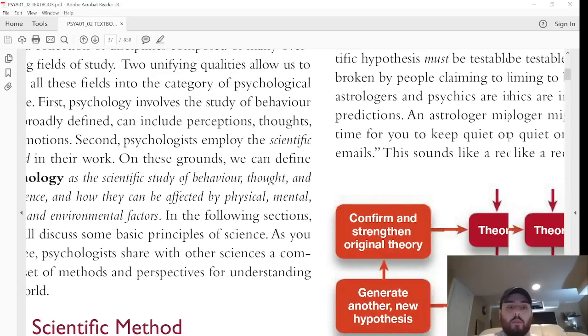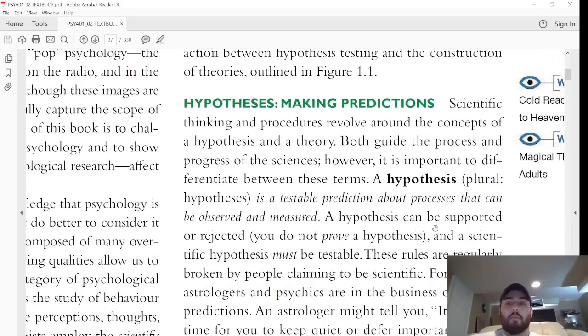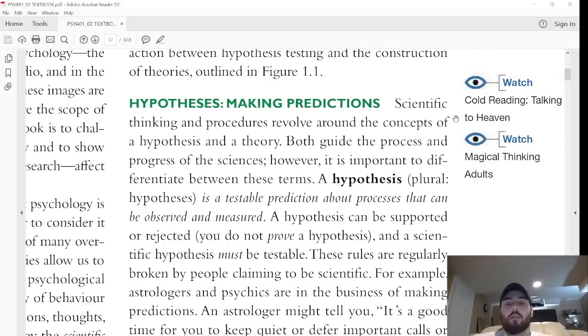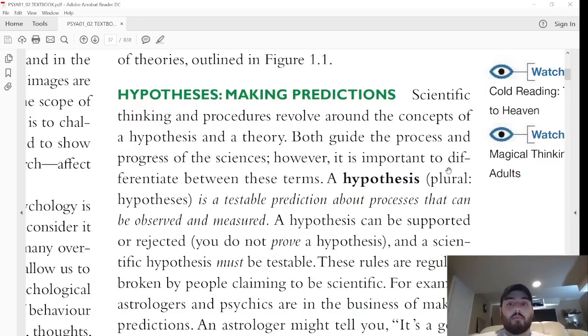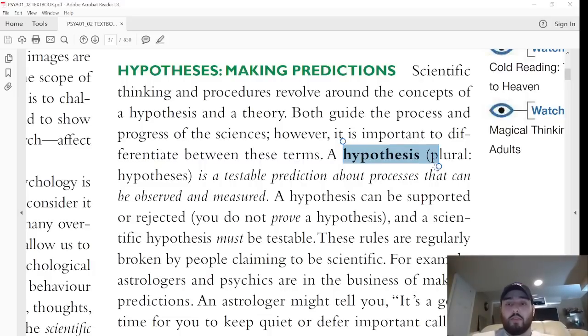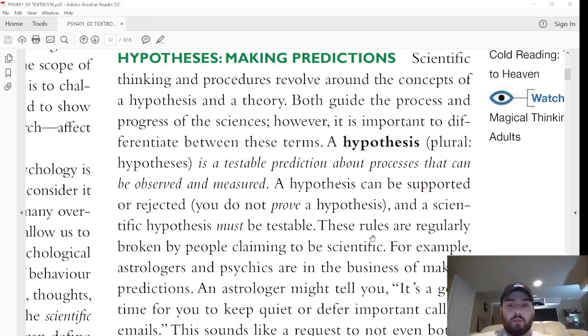Okay, so if we dive deeper into hypothesis and making predictions, scientific thinking and procedures revolve around the concepts of a hypothesis and a theory. They both guide the process and progress of sciences. However, it is important to differentiate between these terms. A hypothesis, we can clearly define here. It is a testable prediction about processes that can be observed and measured, okay? A hypothesis can be supported or rejected. And a scientific hypothesis must be testable. These rules are regularly broken by people claiming to be scientific.